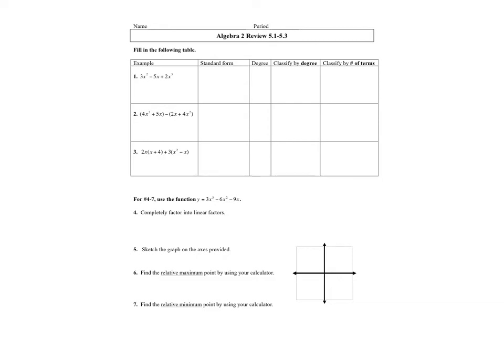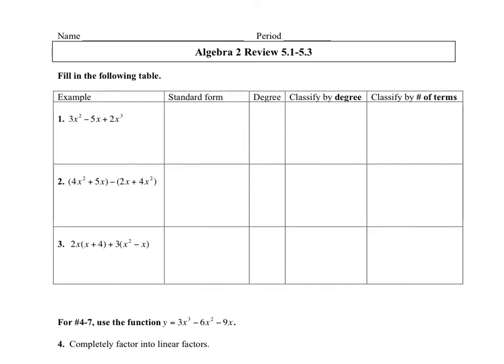Okay, we're going to get ready for our quiz. We have a quiz tomorrow in 5.1, 5.2, and 5.3. So let's get started. The first thing you need to know is from 5.1, you need to have those terms memorized, the terms that classify a polynomial by its degree and by the number of terms that it has.